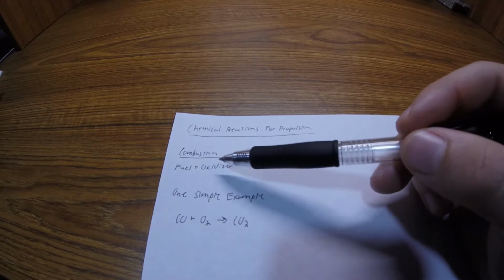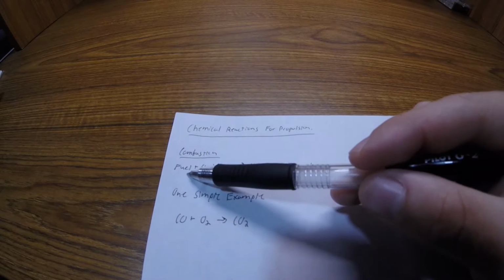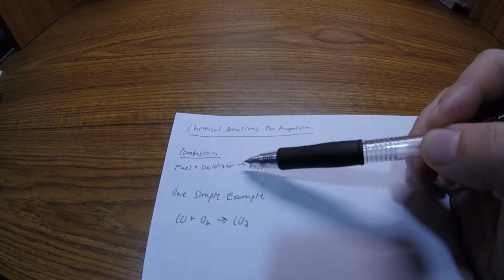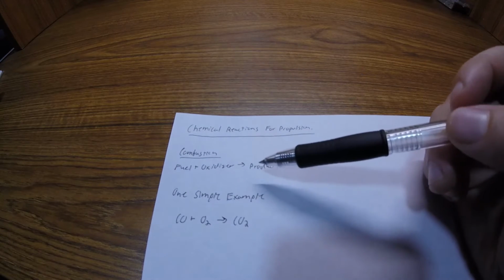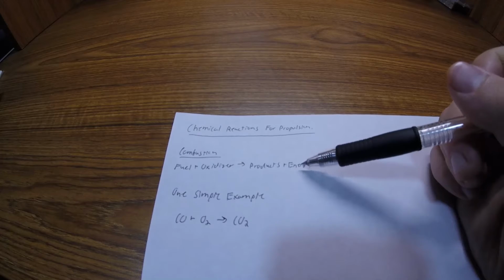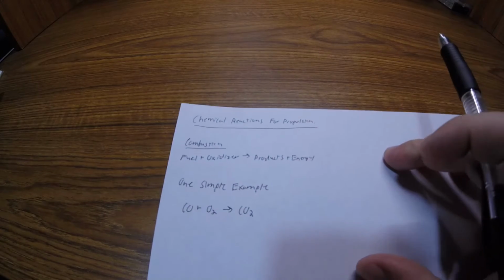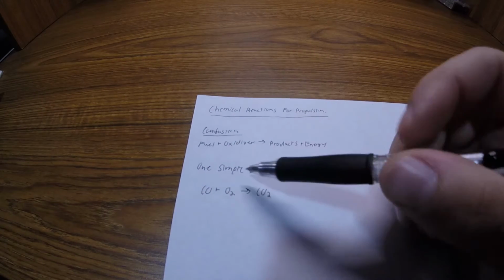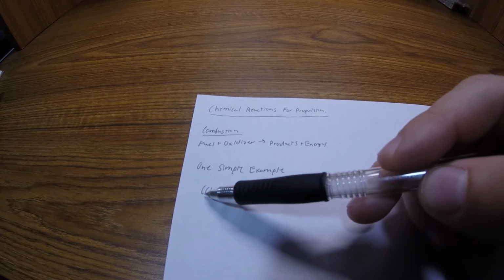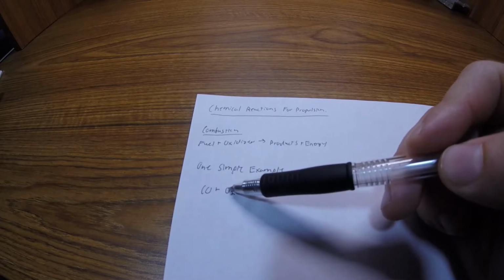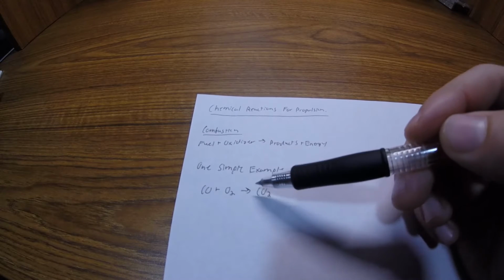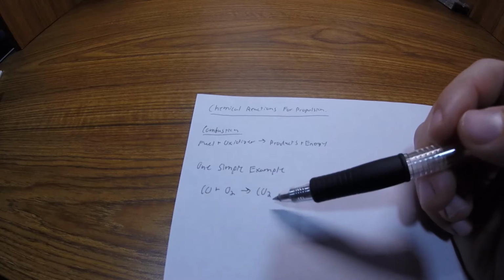We have combustion, which is simply a fuel plus an oxidizer, which converts into certain byproducts and then your energy. So that's in simple terms. So one simple example would be carbon monoxide plus oxygen converts to carbon dioxide.